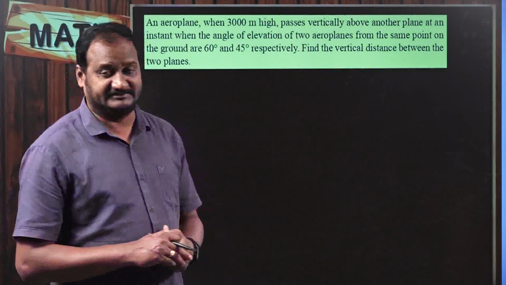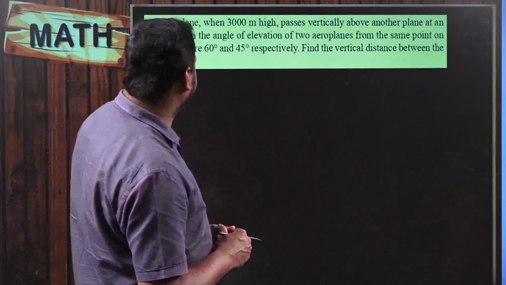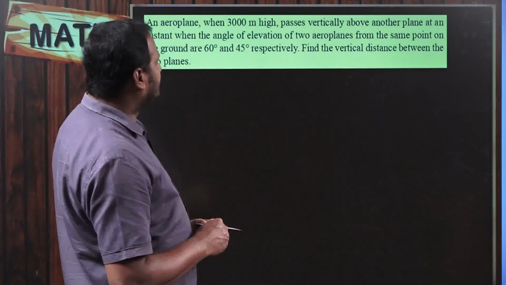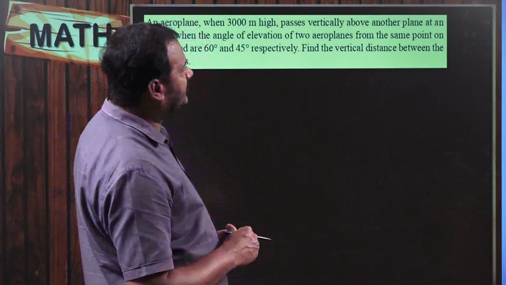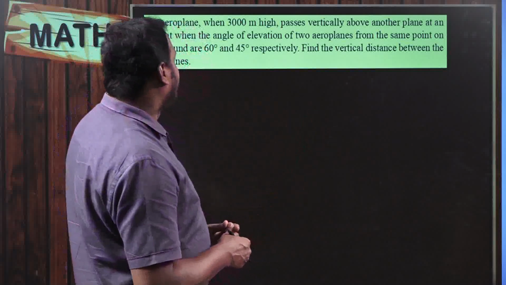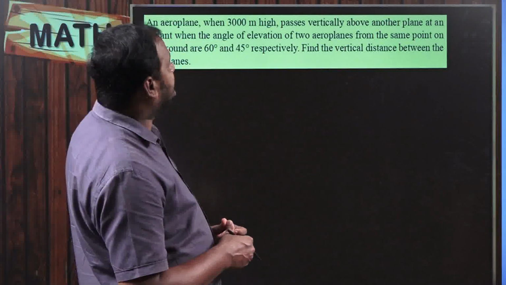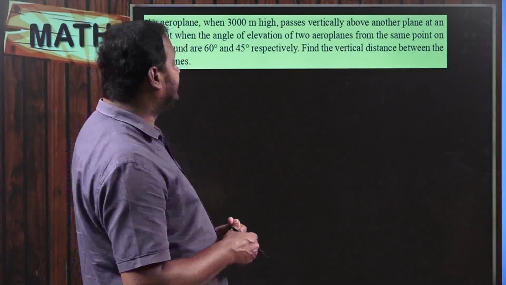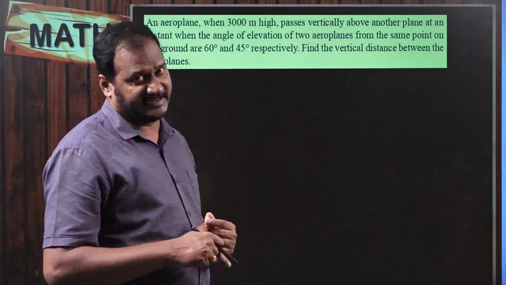Let's continue with the problems given in previous board examinations. See, the problem given here is: an aeroplane 3000 meters high passes vertically above another aeroplane at an instant when the angle of elevation of two aeroplanes from the same point on the ground are 60 degrees and 45 degrees respectively. Find the vertical distance between both the planes.